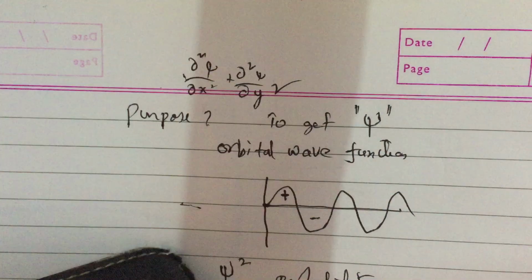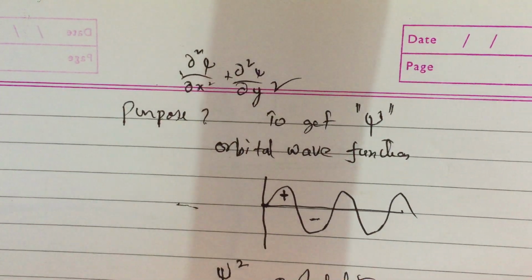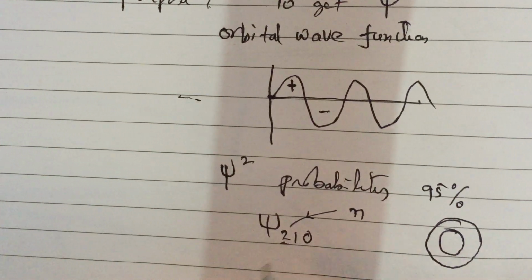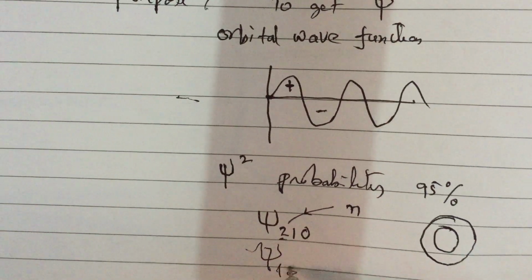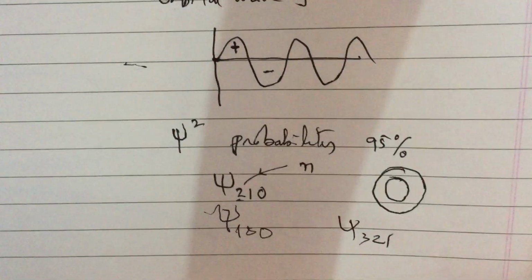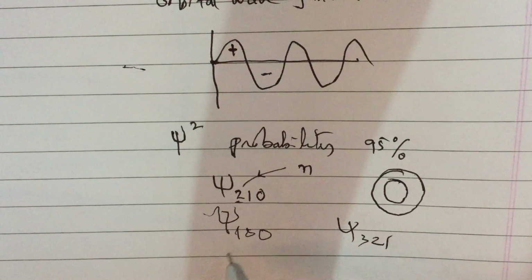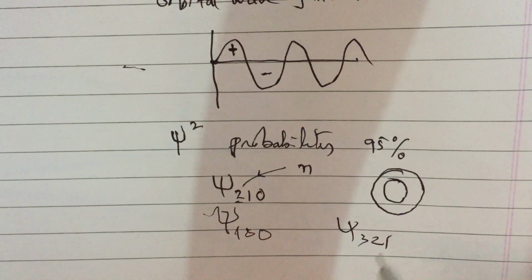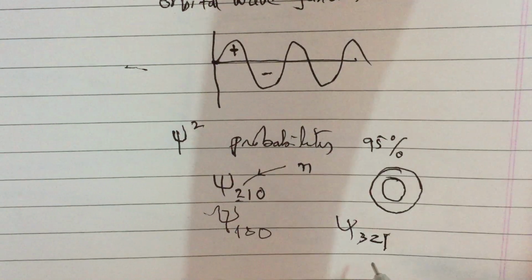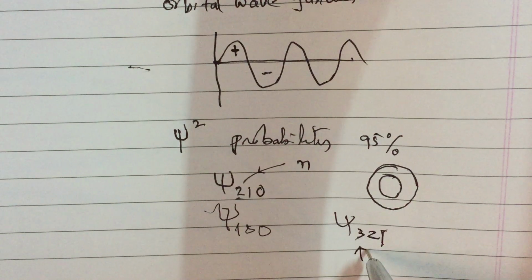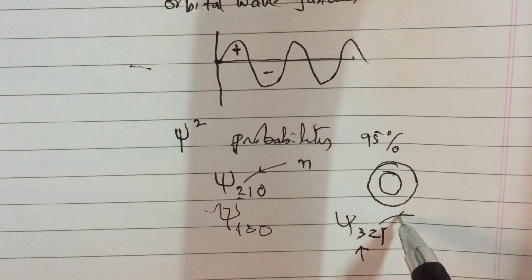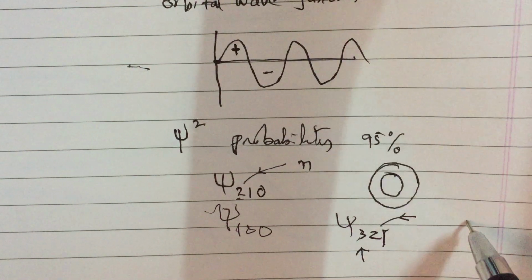In fact, we do represent psi with three numbers actually. Say you write psi 210, or you can write psi 100, or you can say psi 321. What does all this mean? The psi is depicting the particular orbital. If you are writing 321, you are representing the electron wave which is there in third main energy level, which is having an azimuthal quantum number, angular momentum quantum number 2.